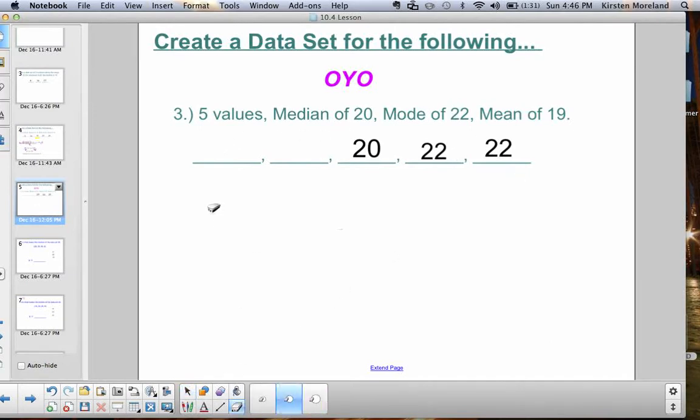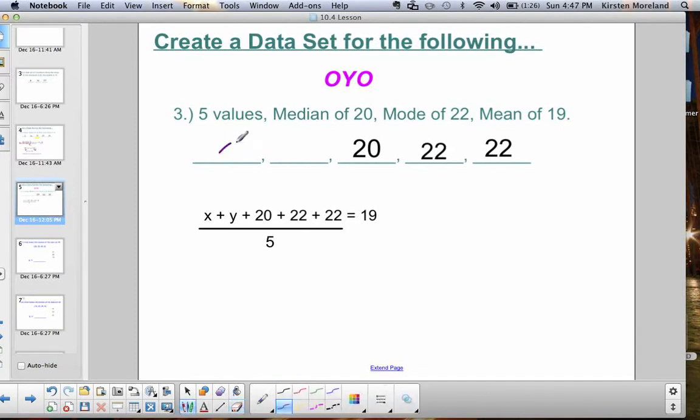So you're first going to write out some number x and y plus 20 plus 22 and 22 divided by 5 gives me a mean of 19. And some of you are probably wondering where I get this. If this number was 2 and this was 6, you would do 2 plus 6 plus 20 plus 22 plus 22 divided by 5 and you'll get your mean. But we already know the mean is 19, so we're trying to work backwards and find the number. 2 and 6 are not my numbers.